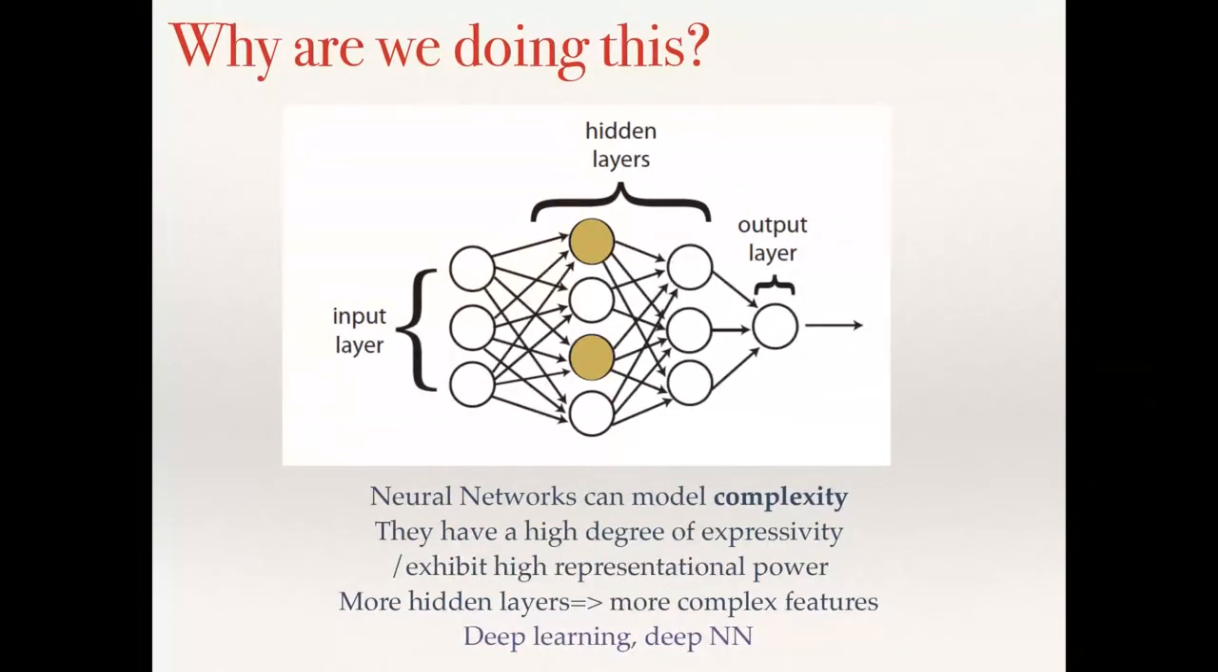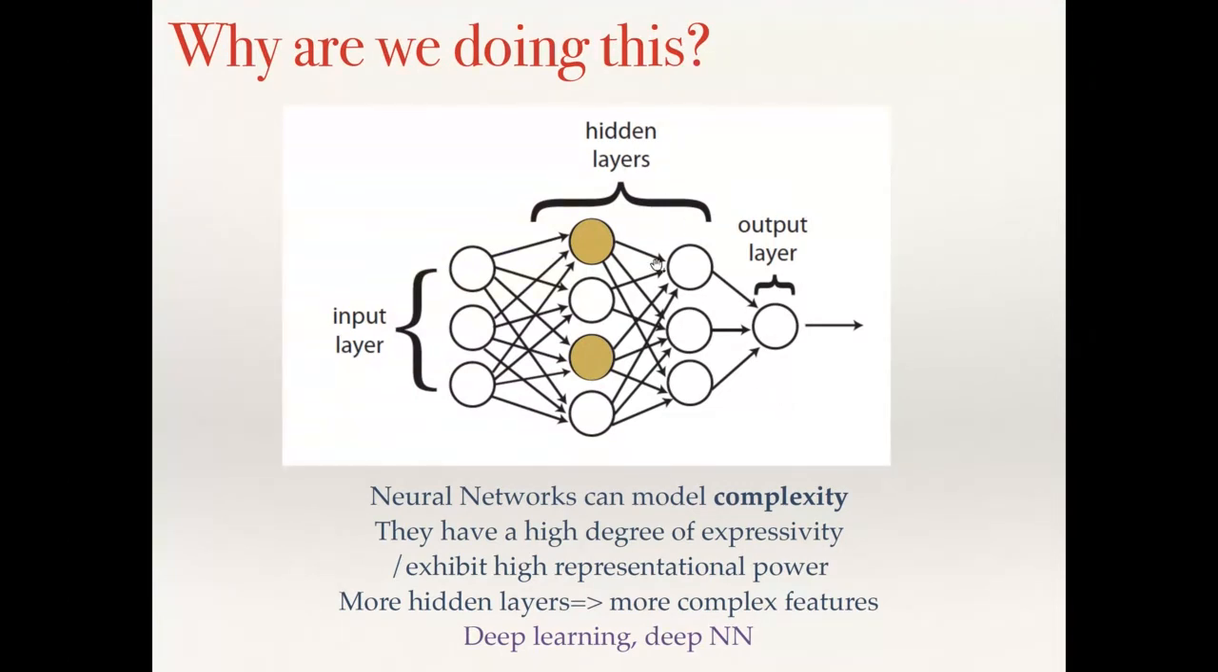Neural networks are then an excellent place to model complexity. Sometimes all this stuff I'm talking about is called a high degree of expressivity, or exhibiting a high representational power. Simply saying that this neural network is able to express relations between inputs and outputs that could be extremely complex and that you will not be able to write down in combinations of many, many complicated functions.